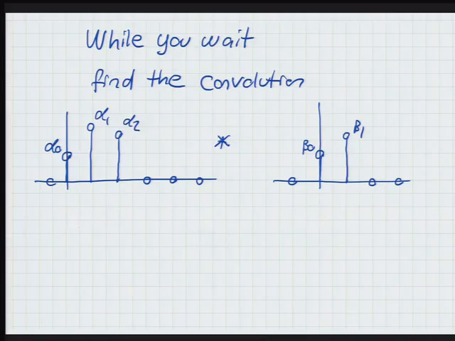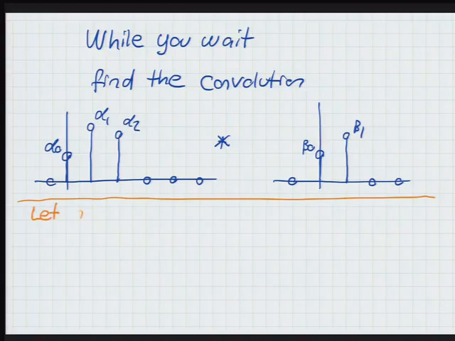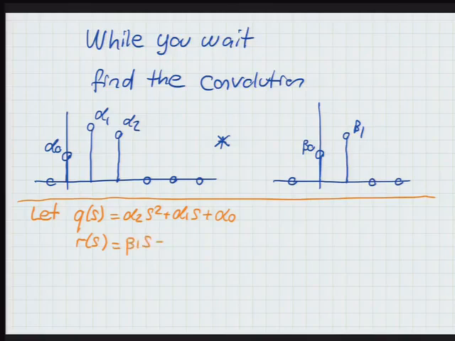Part 2 of my question, which for now, pretend they're unrelated, but in the end I might, if I have time, I will relate them. Here's my question. Let Q of S define this polynomial to be alpha 2 S squared plus alpha 1 S plus alpha 0. And define another polynomial, R of S, beta 1 S plus beta 0.